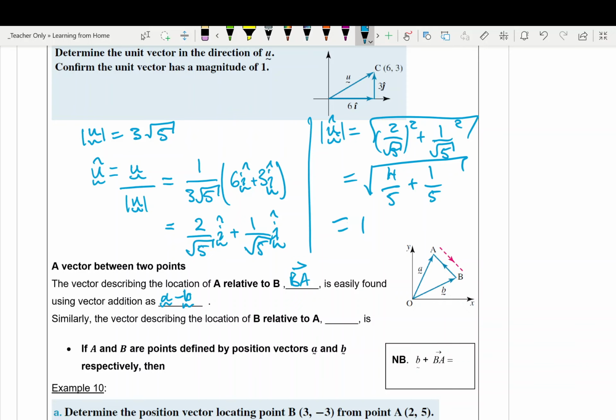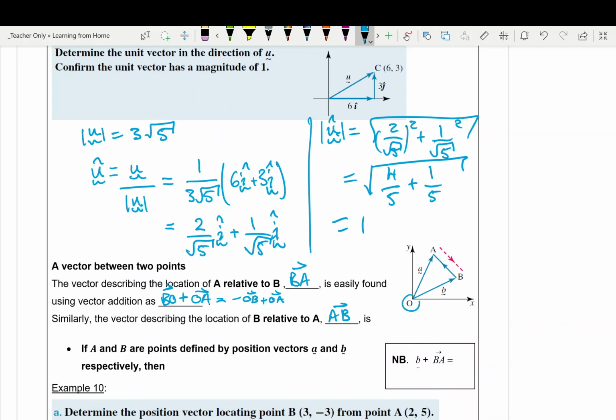Similarly, the vector describing the location of B relative to A is going to be, I think I've jumped the gun here. So rather than describing it as A and B, we haven't done that yet. Let's describe it using the point O. So we're given this point O over here. So B to A is the same as B to O plus O to A. Another way we could represent that is negative OB plus OA.